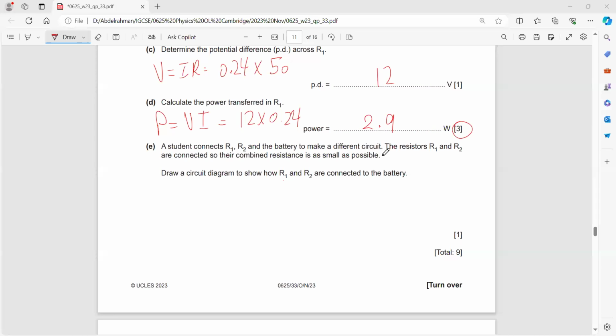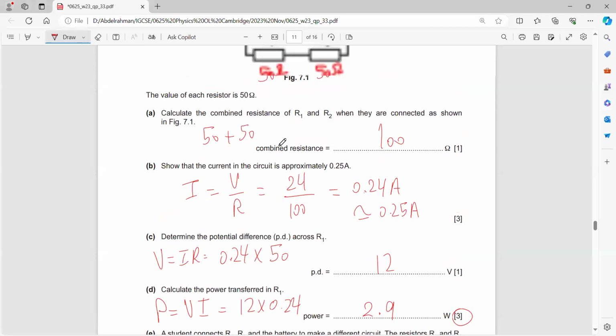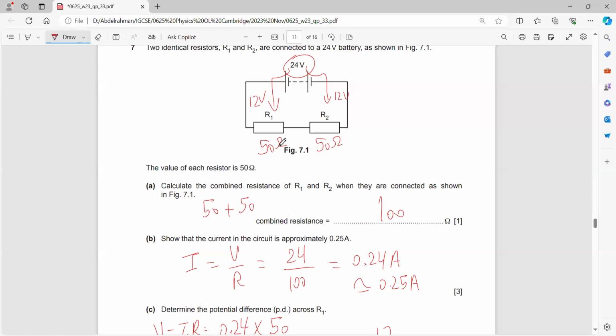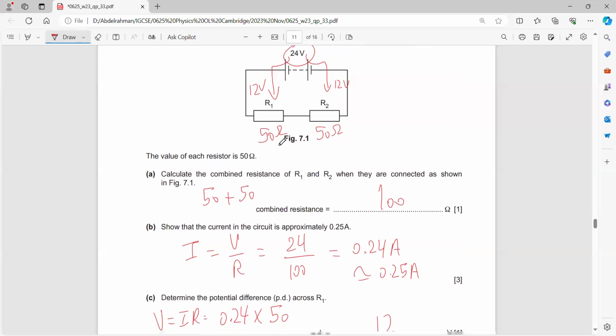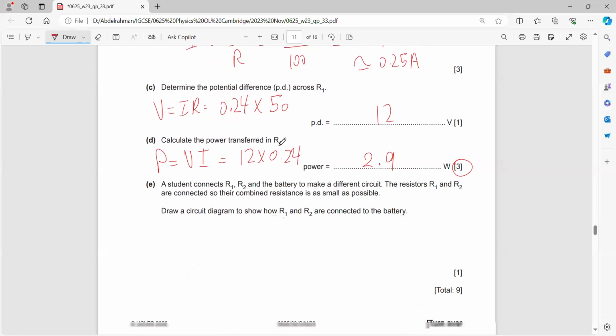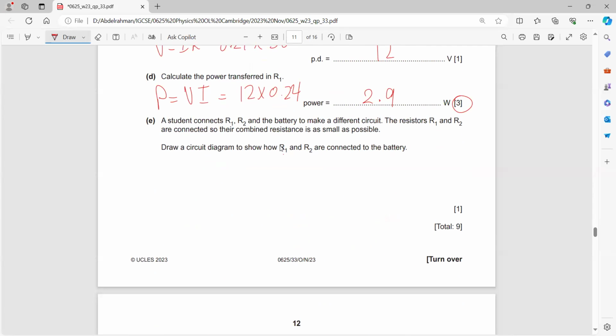Tell me. We'll make it parallel, correct? Because when we connect resistors in parallel, the resistance decreases, correct? The resistance does decrease. So we will draw the same circuit, but instead of drawing R1 and R2 in series, we will draw them in parallel to decrease the total resistance, so the combined resistance is as small as possible.